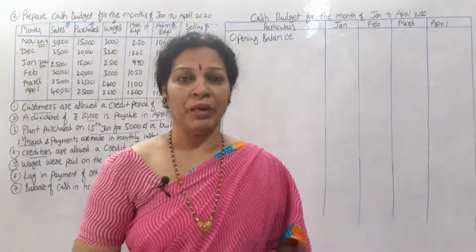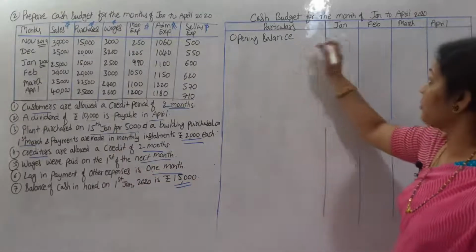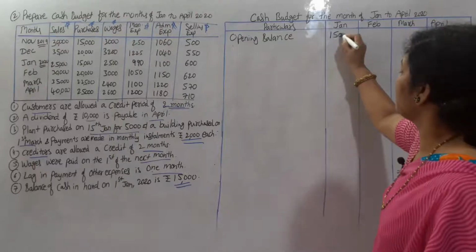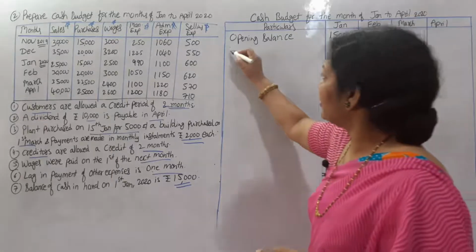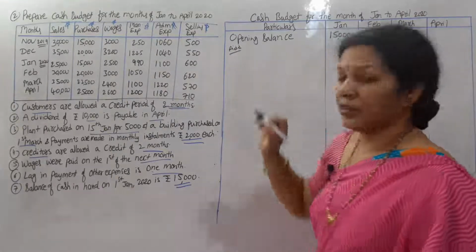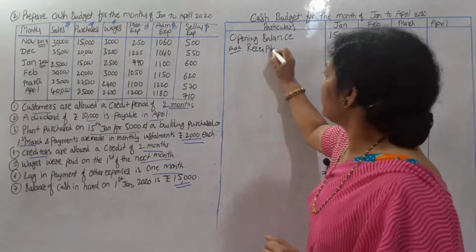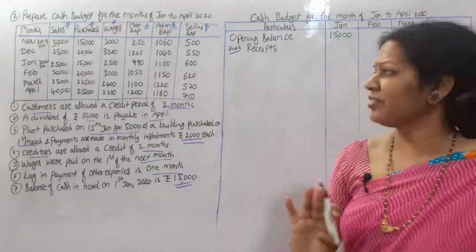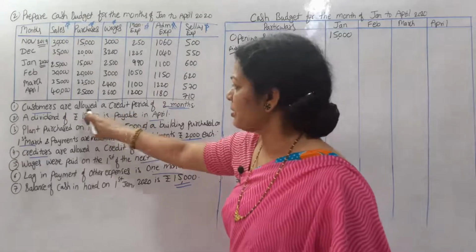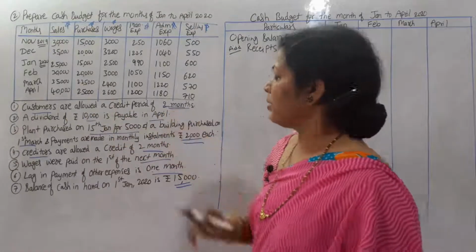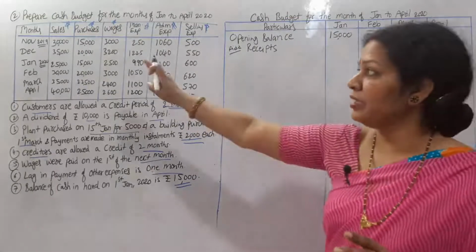First we'll start with the opening balance of cash. Opening balance of cash is 15,000 for January. Add all the receipts. What receipts do we have? Only sales, not anything else. This much is given related to the sales. Customers are allowed a credit period of 2 months, which means there is a delay of 2 months in the sales.